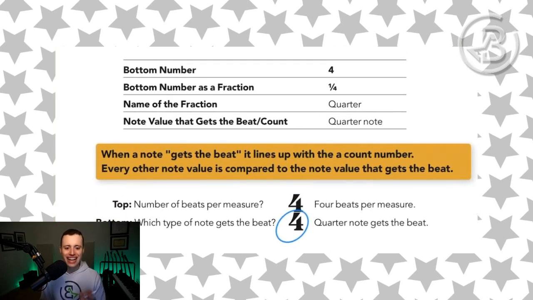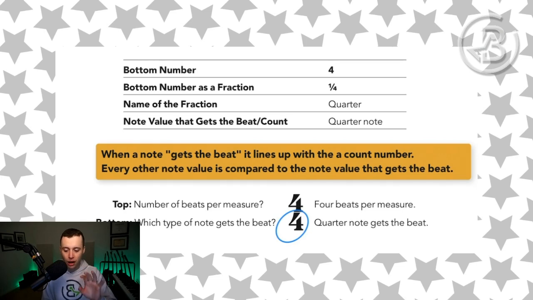Now, when a note gets the beat, it lines up with a count number, and every other note value is compared to the note value that gets the beat. So, for example, if a quarter note gets 1 beat or 1 count, and a half note gets 2 beats or 2 counts, we're saying the quarter note gets the beat or the count, and for every 2 quarter notes, there's going to be 1 half note. And remember, the whole note gets 4 beats or 4 counts. So what we're saying is there's 4 quarter notes worth of time in every whole note.